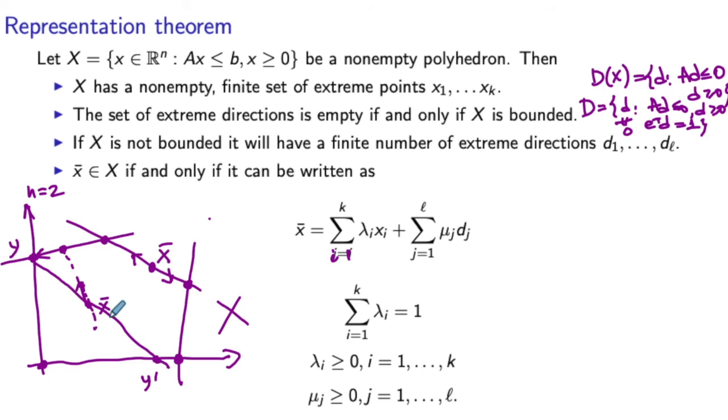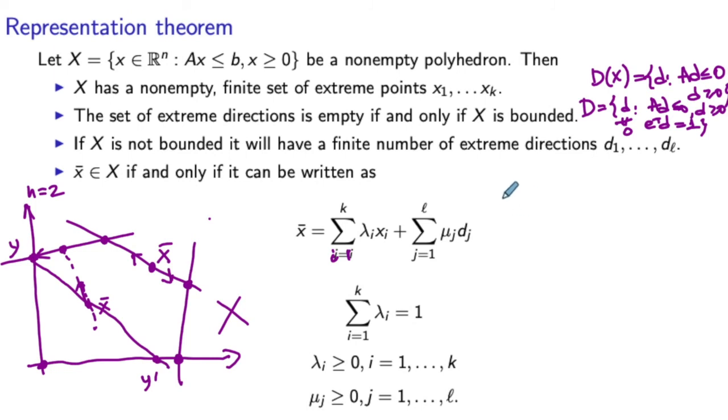So we can apply this logic to any point x bar within the feasible region, and we can obtain its representation as a convex combination of extreme points of our polyhedral set. And again, in this case, we assumed that our polyhedral set was bounded, so there are no extreme directions here, so this part would disappear, right? So we wouldn't have mu j's dj's, there wouldn't be mu j's at all here, and x bar would be represented as a convex combination of extreme points of our polyhedral set.